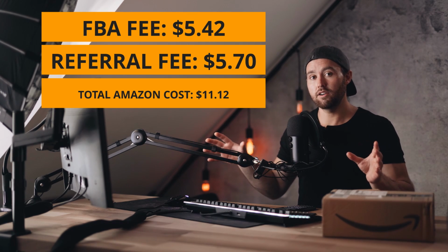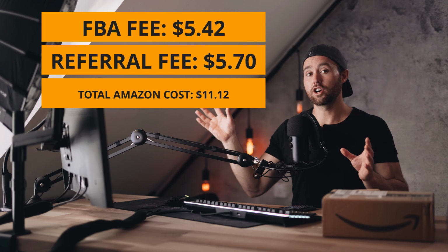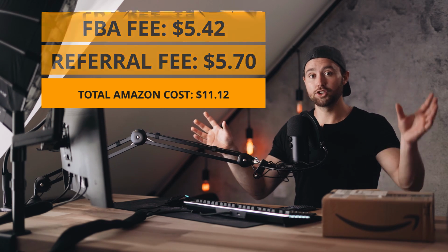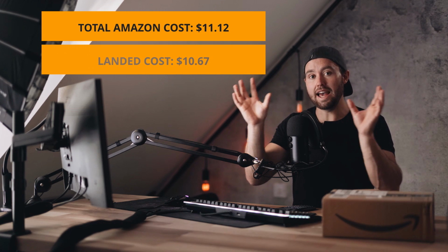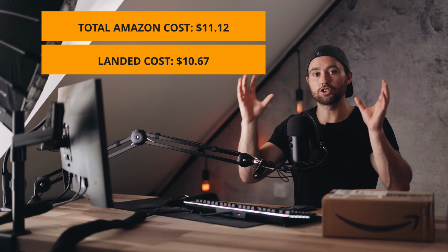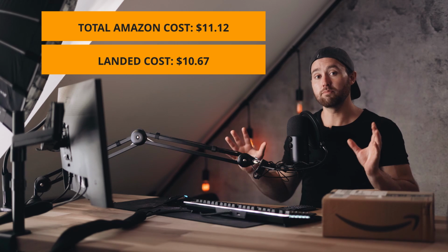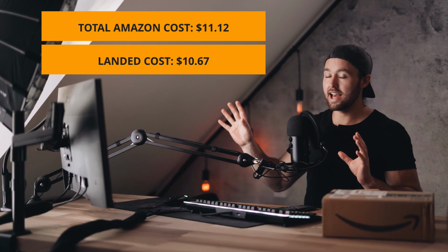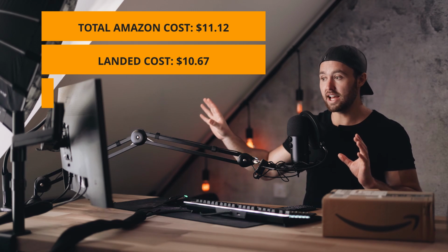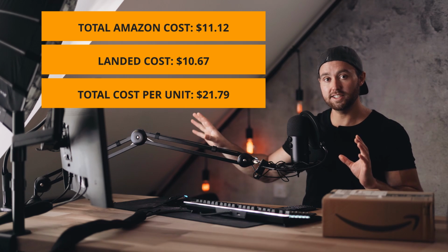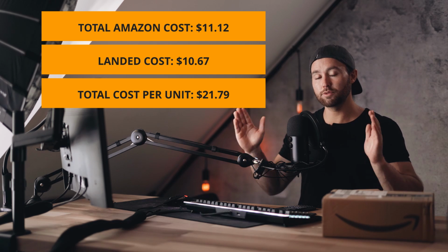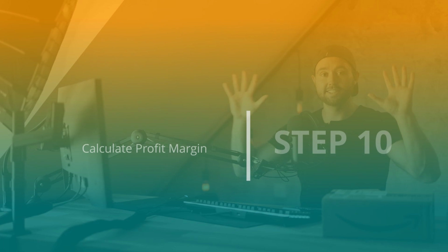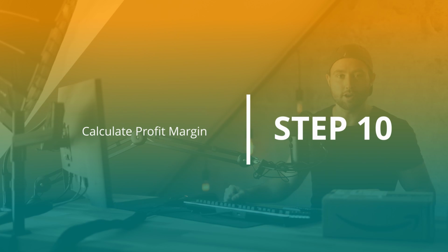The next step here is we're going to add that landed cost we worked out earlier. Remember, manufacturing and shipping. We add that to our total Amazon cost, and together they're going to make up our total cost. So remember, our total landed cost was $10.67. We're going to add our total Amazon cost to that at $11.12, and we have a total cost per unit of $21.79.